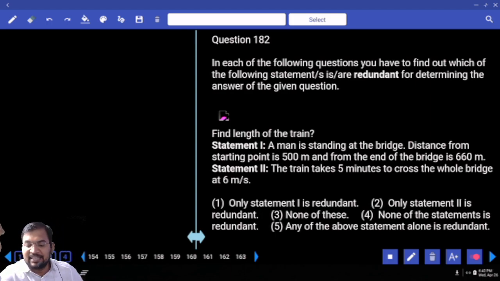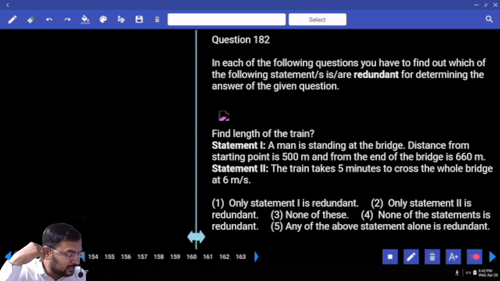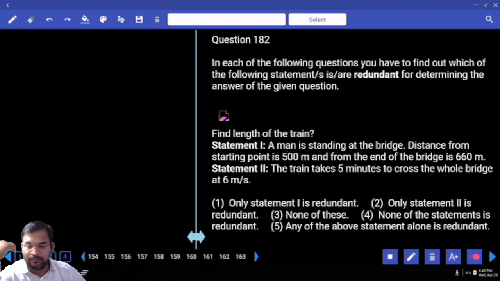So find the length of the train. Question number 182. We need to find out the length of the train now. Read the first statement. A man is standing at the bridge. The distance from the starting point is 500 meters, from the ending of the bridge is 660. That is the remaining distance the train has to cover. All of it clear?